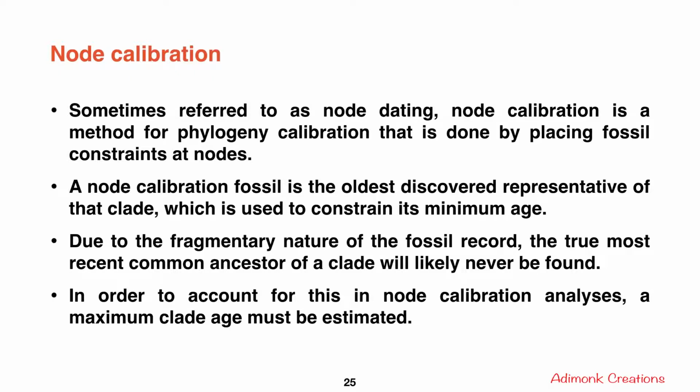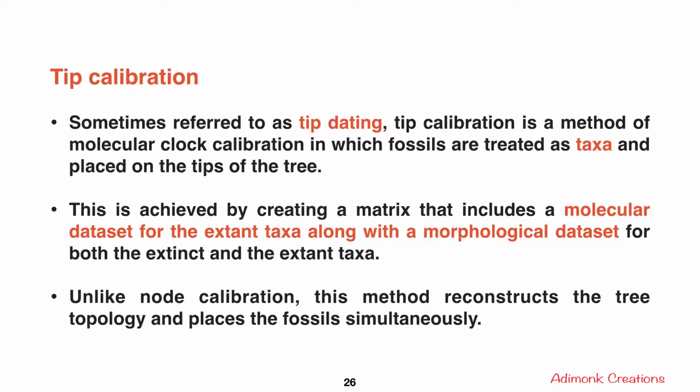A node calibration fossil is the oldest discovered representative of that clade, which is used to constrain its minimum age. Due to the fragmentary nature of the fossil record, the true most recent common ancestor of a clade will likely never be found. So in order to account for this, in node calibration analysis, a maximum clade age must be estimated.